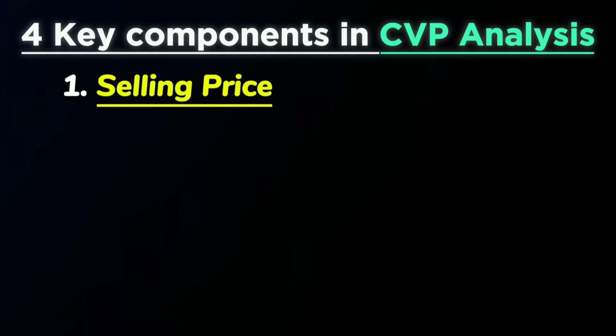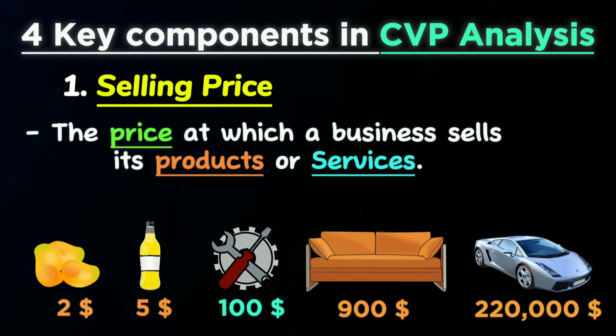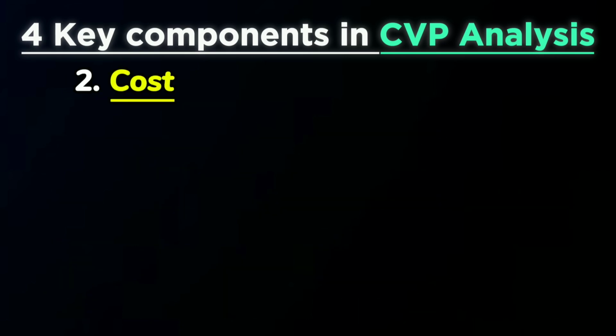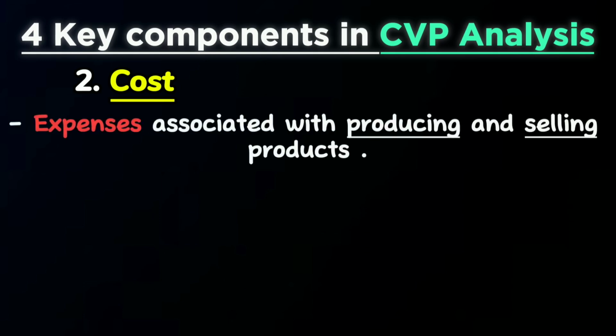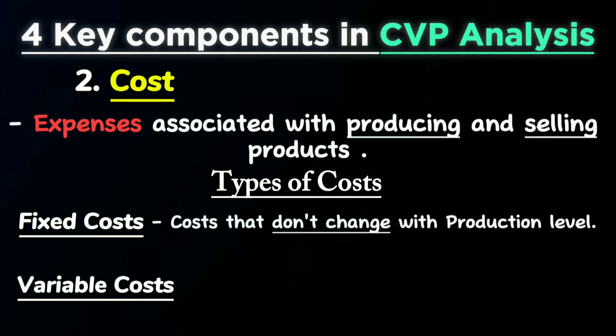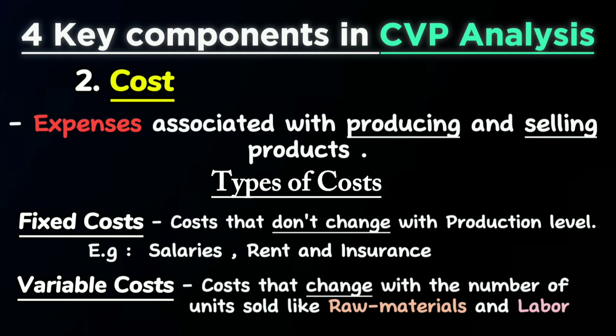The first one is selling price. It's the price at which a business sells its products or services, and it's a key factor in determining revenue. The second component is cost. Costs are expenses associated with producing and selling products. There are two types of costs, fixed costs and variable costs. Fixed costs are costs that do not change regardless of the number of units sold, such as salaries, rent, and insurance. Variable costs are costs that change with the number of units sold, like raw materials or labor.